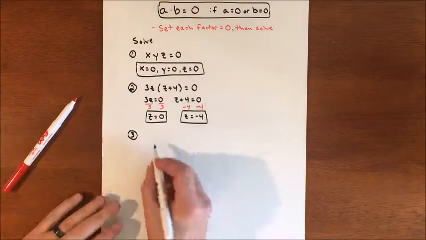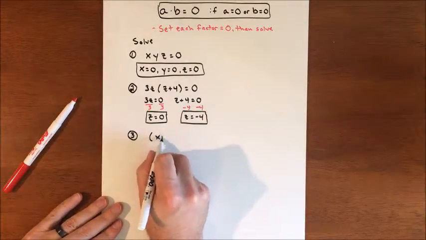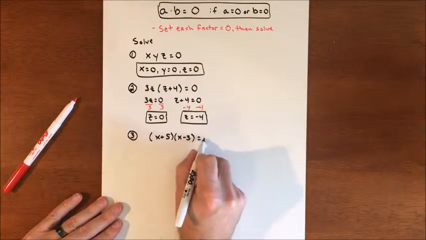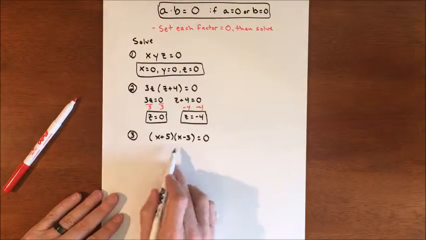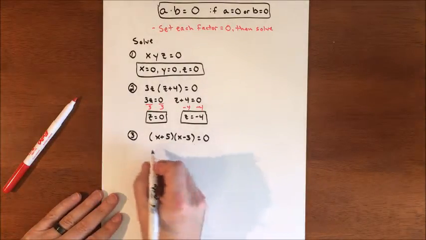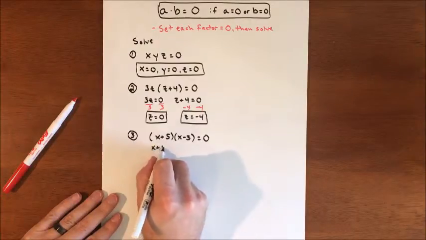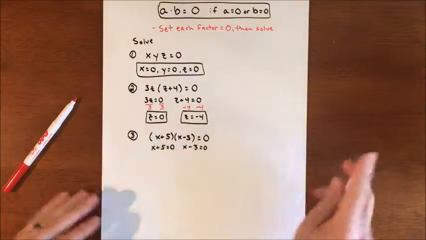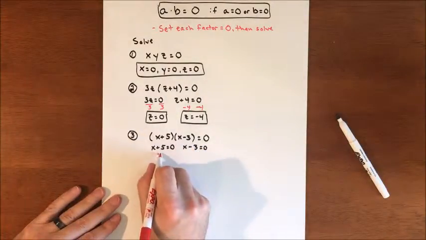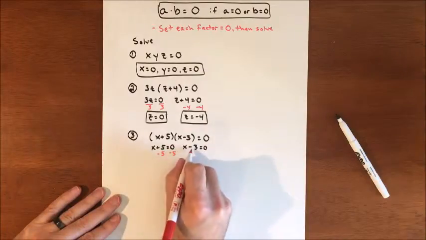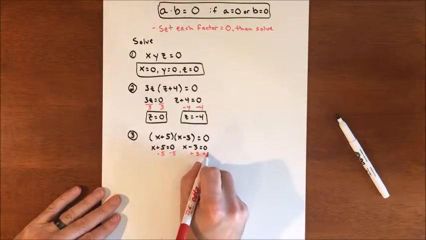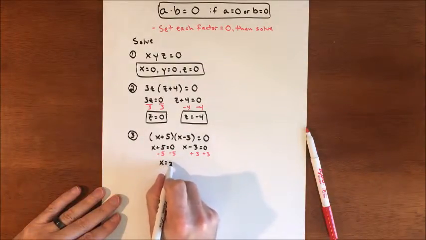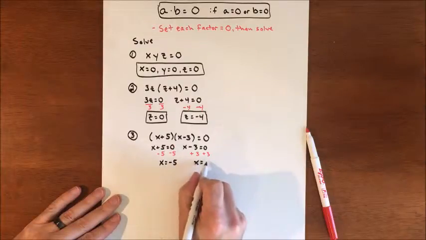So this one we're going to have two factors. (x plus 5) times (x minus 3) equal to 0. So it came from some sort of an equation that got factored into this. We're going to set each of our factors equal to 0 and solve. The first one, we're going to subtract 5 on both sides. The second one, we're going to add 3 to both sides, and we're going to get x equals negative 5 and x equals 3.